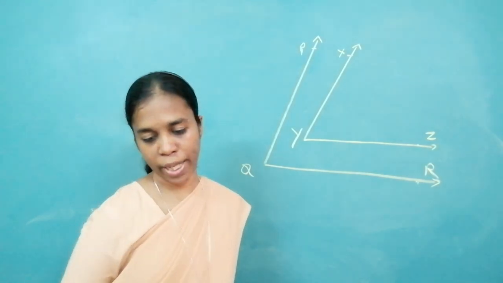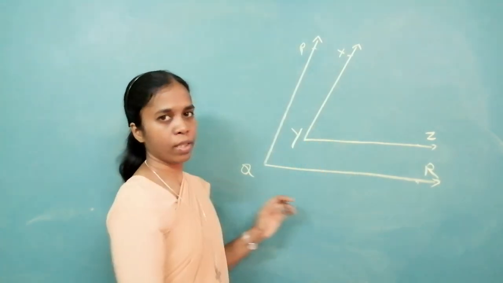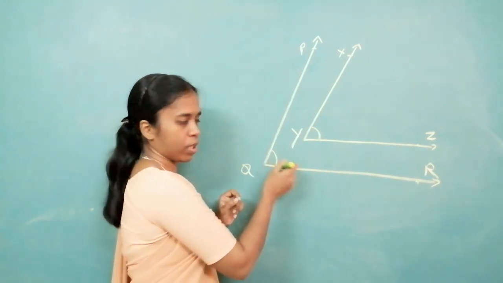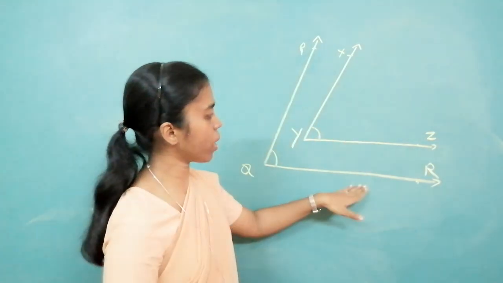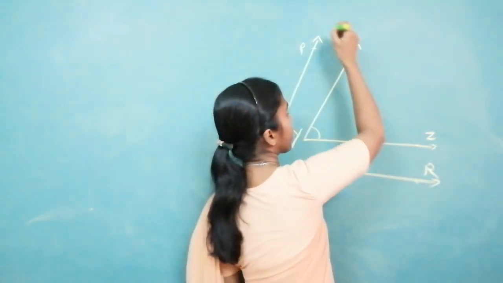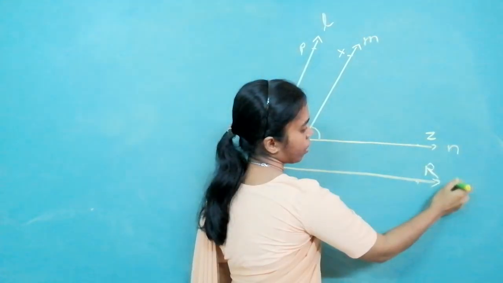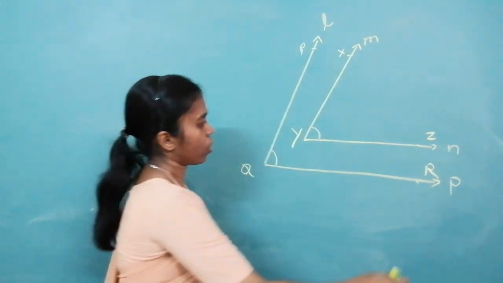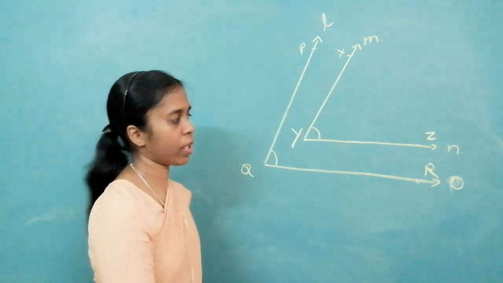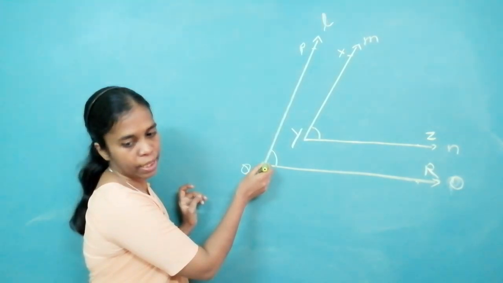Now, what do you have to prove? Angle PQR. You have to show that this angle is congruent to this angle. This is what you have to prove it. How do we prove it? You are told that these two lines are parallel. So for my easiness, I will name this line as L, this as M, and this as line O. To solve it, what we do is we will extend this line.